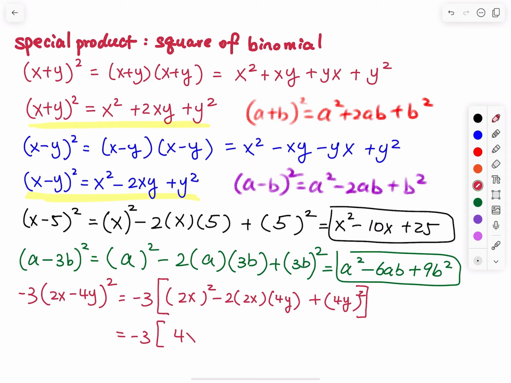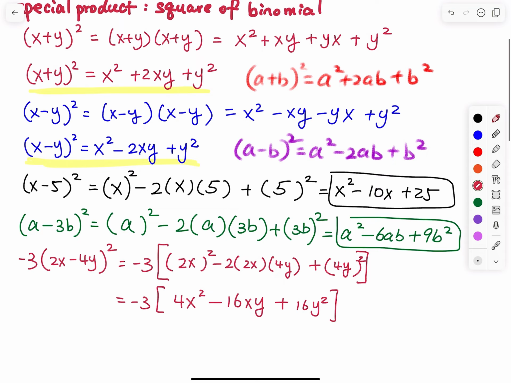You have a 4x square minus 2 times 2 is 4. 4 times 4 is 16. You have a 16xy. And then plus 4 times 4 is 16. Y times y is y square. Remember, they both share the square. And then you distribute the negative 3. So negative 3 times 4x square, and then negative 3 times minus 16xy, and then negative 3 times 16y square.